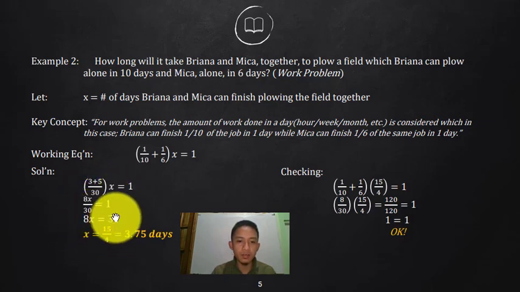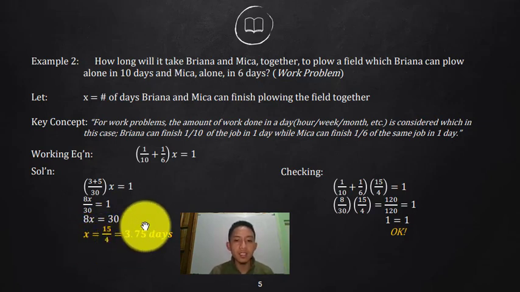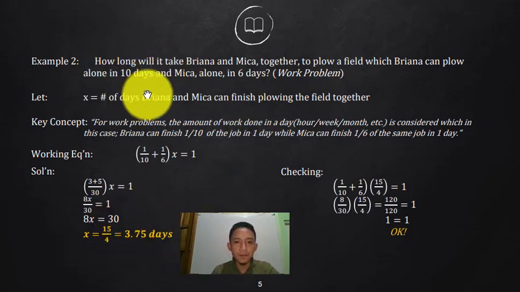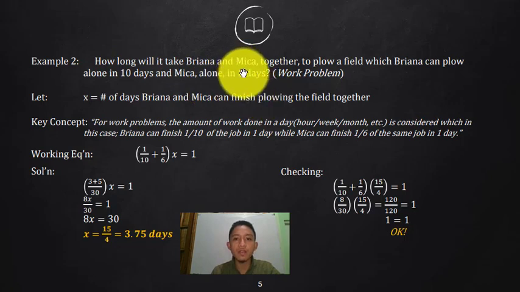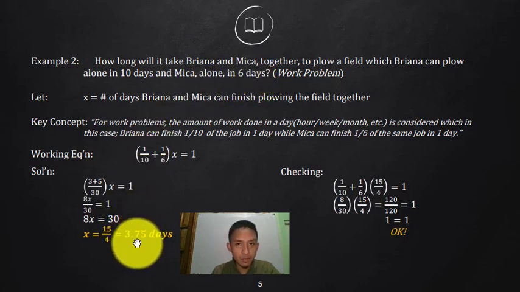So actually you can apply here cross multiplication. 30 will multiply with 1, so that is 30. So you are having here 8x equals 30. Divide both sides by 8. You will have x equals 15 over 4, or in decimal that is 3.75 days. So what does that mean? If Brianna will plow it alone, she will be finishing it in 10 days. If Mika will plow it alone, she will be finishing it in 6 days. But if both of them will help each other, of course you will expect less than this number of days, isn't it? So that is 3.75.